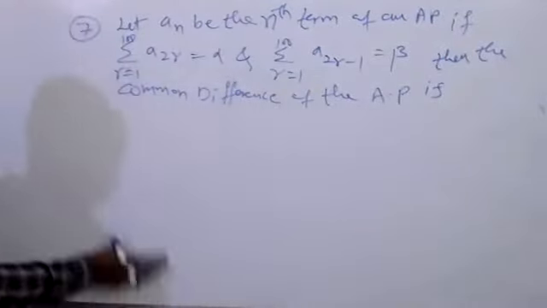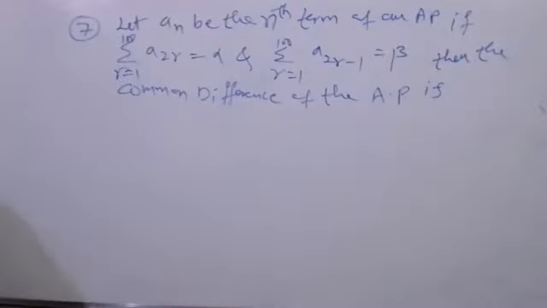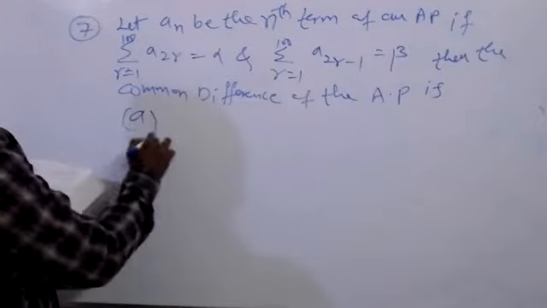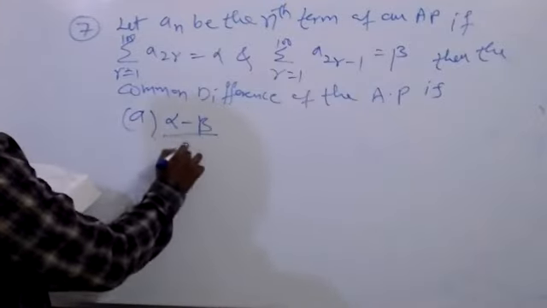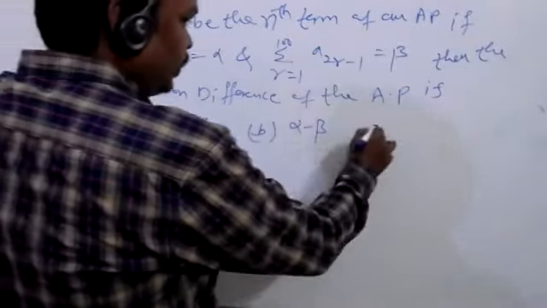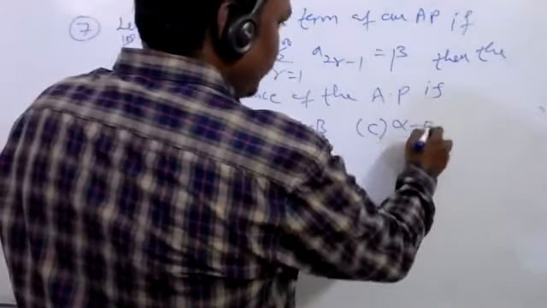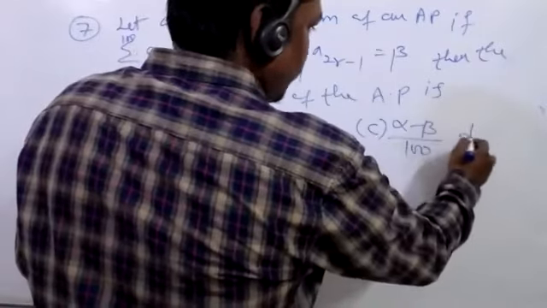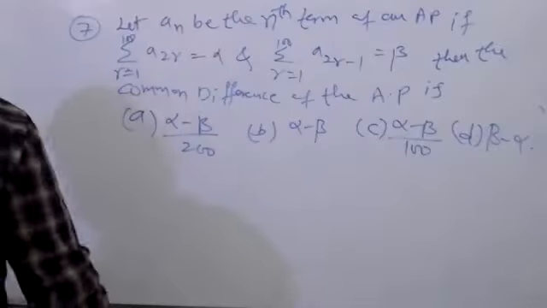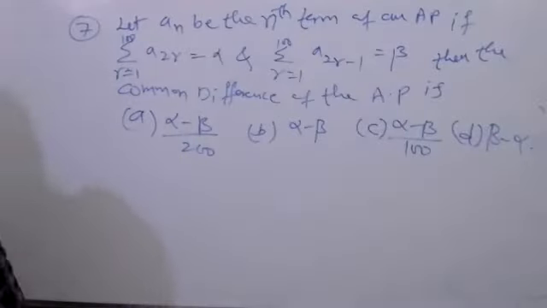Sir, no options. Wait. Option A, alpha minus beta upon 200. Option B, alpha minus beta. Option C, alpha minus beta upon 100. Option D, beta minus alpha. Sir, option C. Yes, correct.